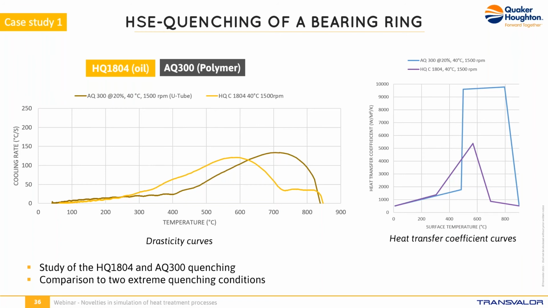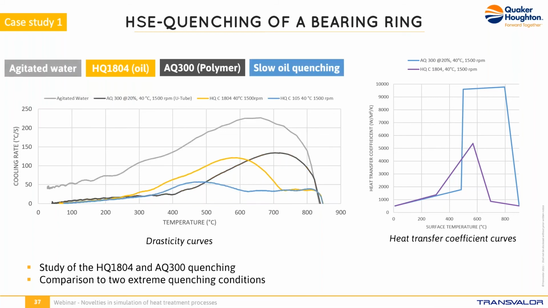That's why we will use a numerical simulation to model the quenching of a bearing ring with the different quenchants and see the effect on the industrial piece. In this case, we will compare these results to two extreme quenchants, a very drastic one, which is the agitated water, and a really slow one, like a slow speed oil, for example, the Quaker Houghton C105.